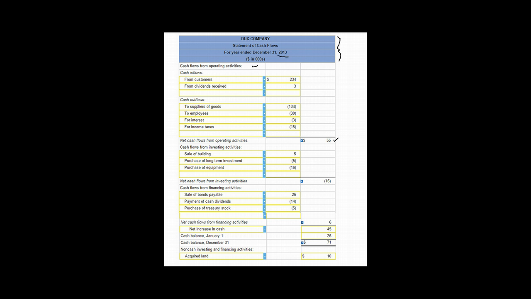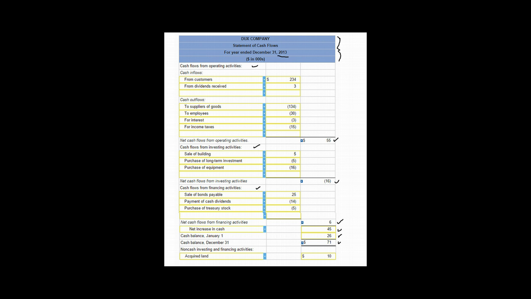Net cash flows from operating. Then we had cash flows from investing, and notice the 16 ties to our worksheet. And then we had cash flows from financing. Notice the 6 ties to our worksheet. The net change in cash was 45. And then it added the beginning balance from the balance sheet in 2012 to the change in cash, and it shows the ending balance, and it ties to the balance sheet of the current period.